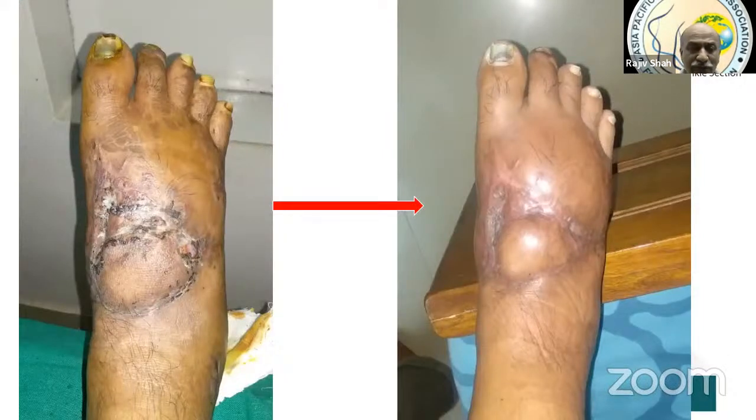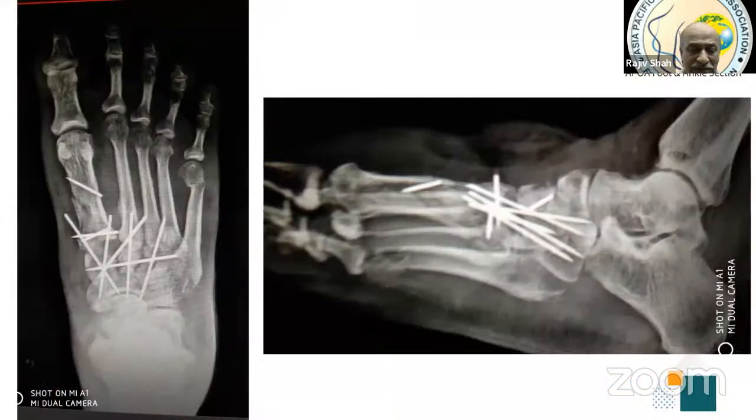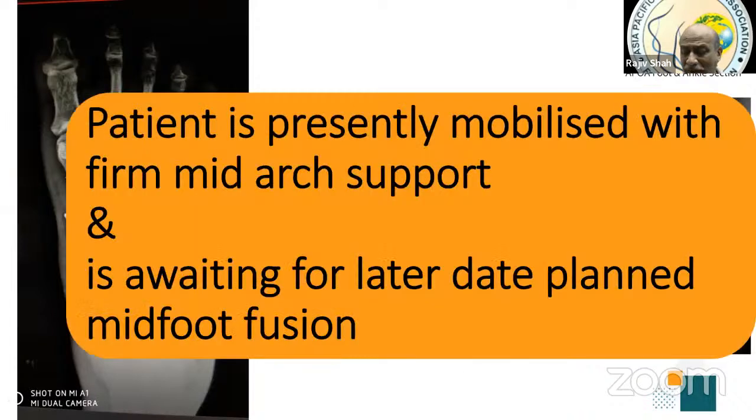The patient went back to his hometown with his own orthopedic surgeon, and this was the X-ray he sent to me a year and a half or 2 years ago. From then onwards I've never seen him, but I'm informed that he's mobilized with a medial arch support as advised by me. The surgeon has continued with the medial arch support and is waiting for a later-date planned midfoot fusion.